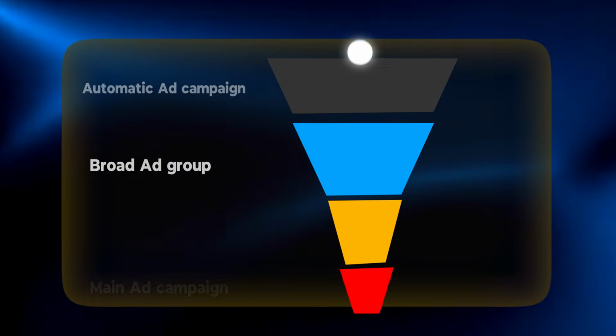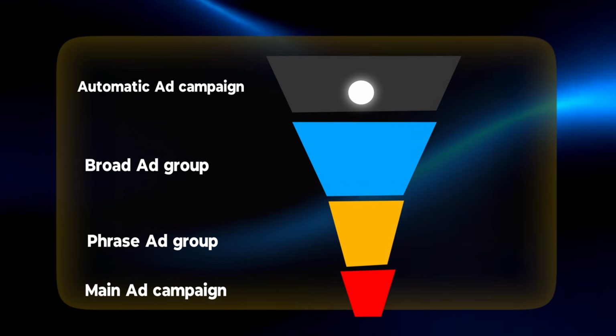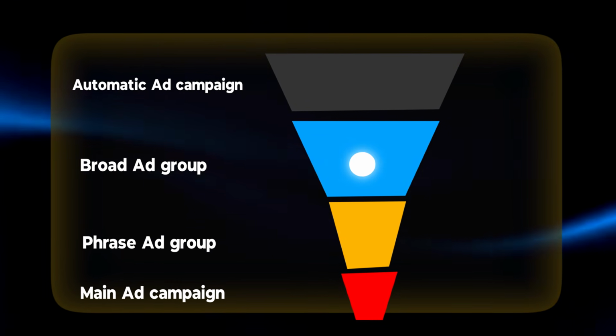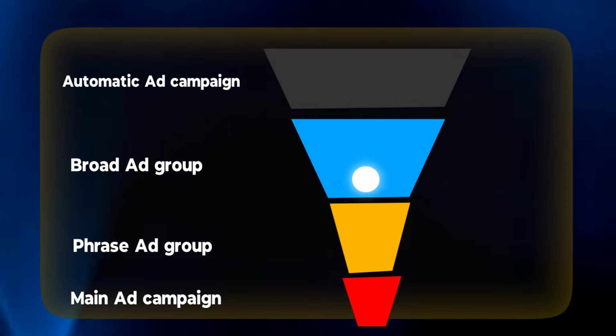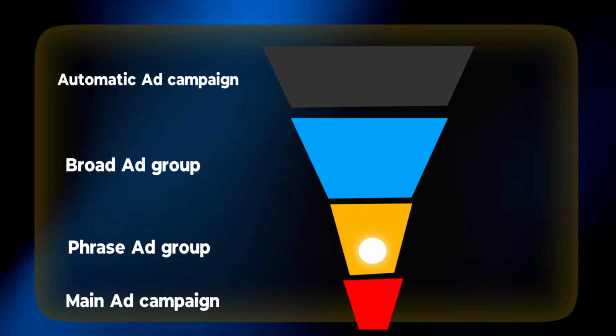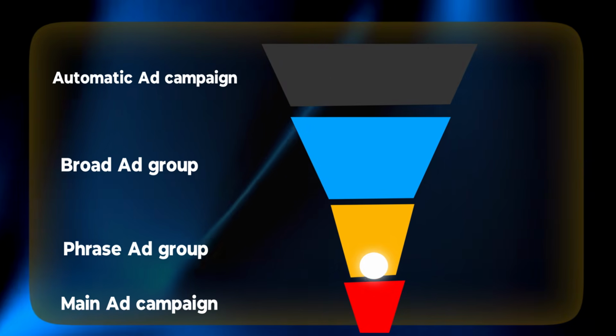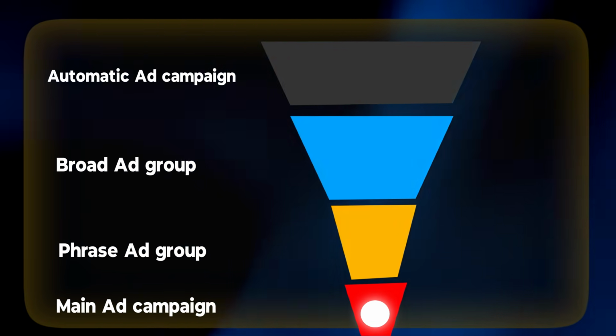But the real hierarchy, as you could probably guess, is maybe you find new keywords in the automatic campaign, move them to the broad ad group. Then if it's performing well there, you prioritize it even more by moving it to the phrase ad group. And then you take your winners from the phrase ad group, move them to the exact ad group. You want to make sure that you're covering all your bases with your most effective keywords and prioritizing them, because that's going to be your bread and butter, where you're generating sales.